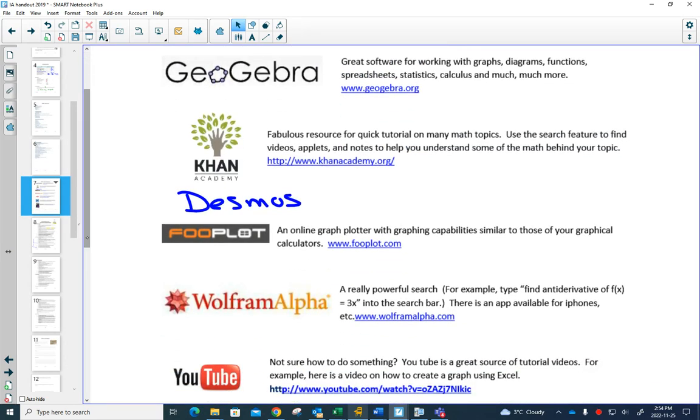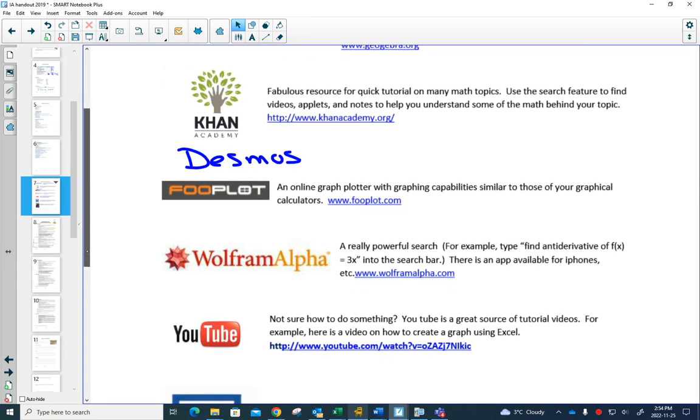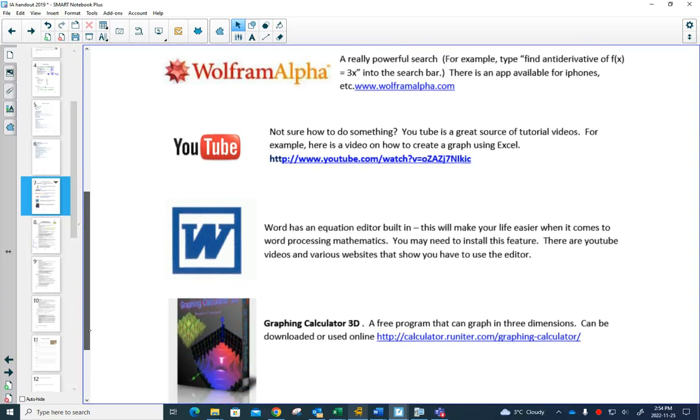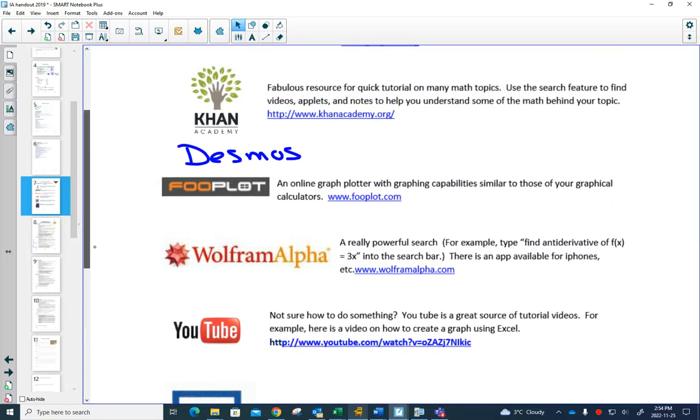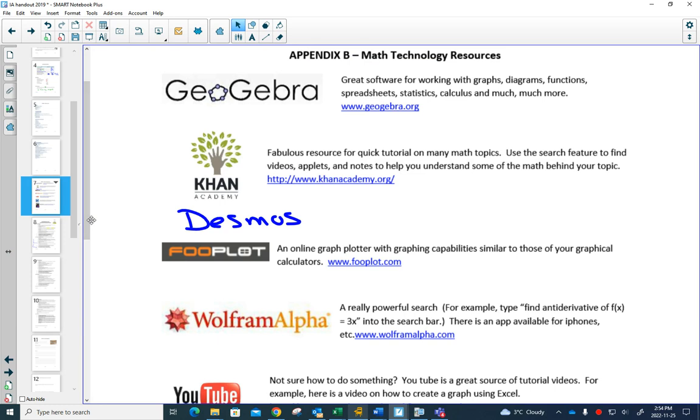Desmos I added on here because that one is a really good graphing tool. But these are different things you can use for technology. Probably I would put your graphing calculator, Desmos. GeoGebra is really good as well as a technological thing you could use. Wolfram Alpha, have you ever seen that site? Okay, that's like the Google of math.